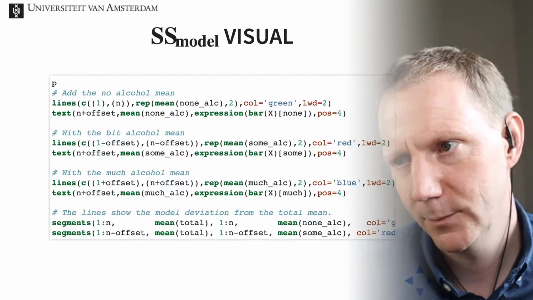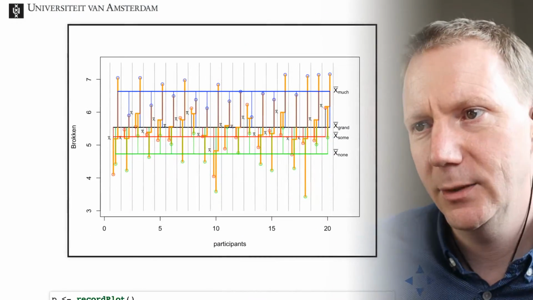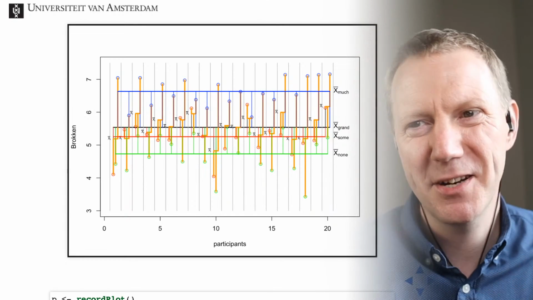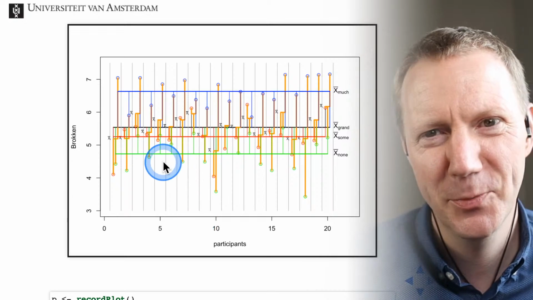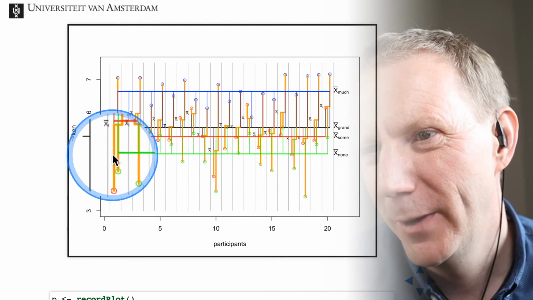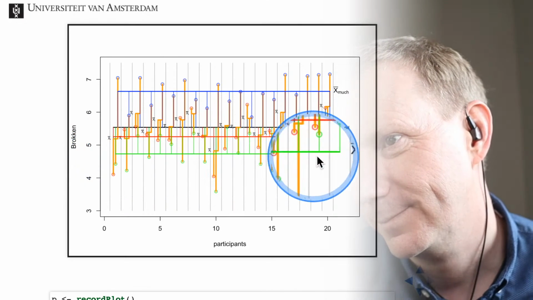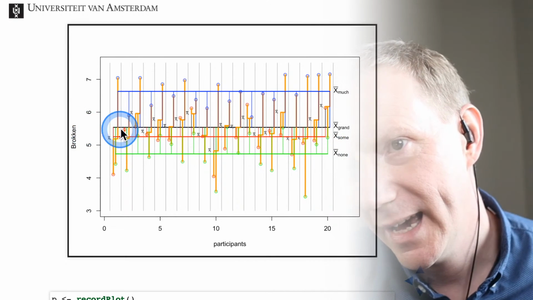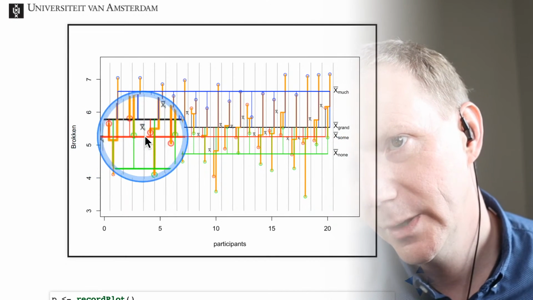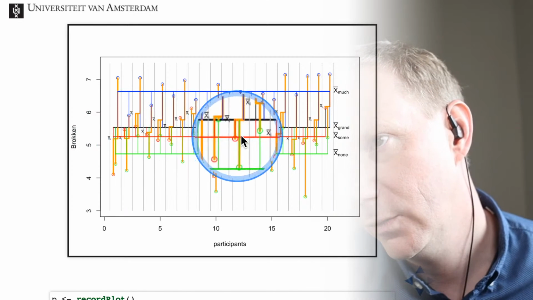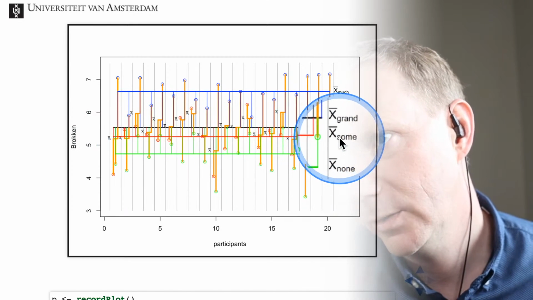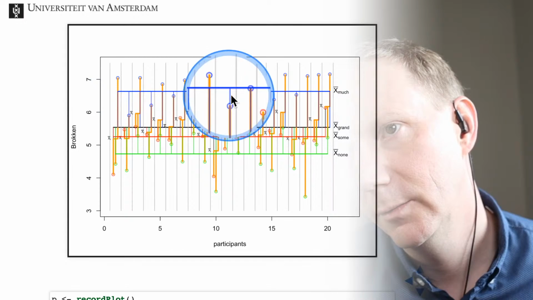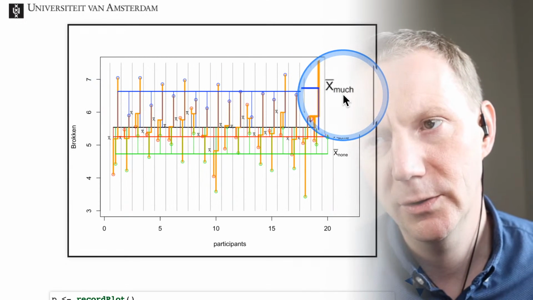And visually, this is totally in line with what we did earlier, but now I'm adding it, superimposing it on the rest of our data. So I told you this was going to be a piece of art. We have the green line, which is the average for the no alkyl condition. We have the red line, which is the average for the some alkyl condition, and finally we have the blue line, which is the average for the much alkyl condition.